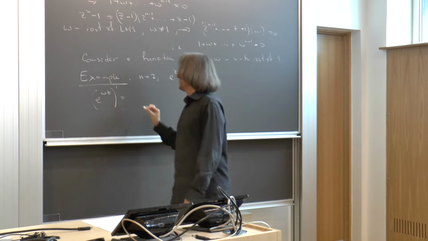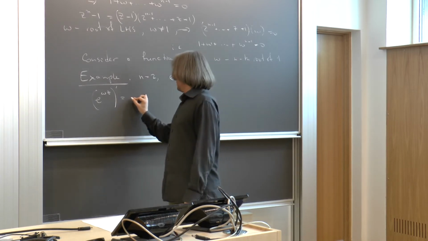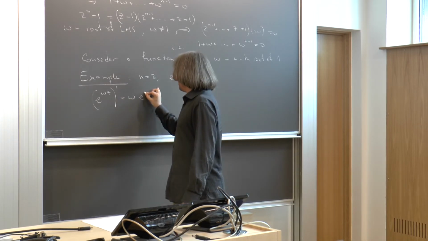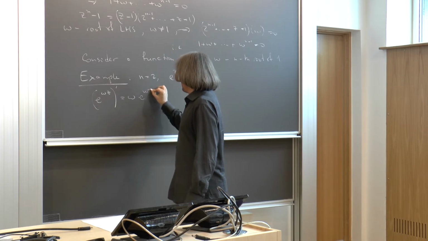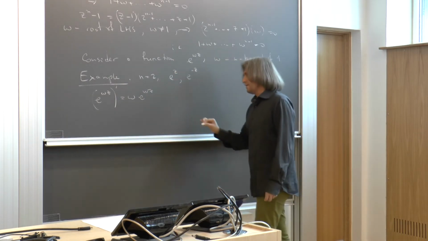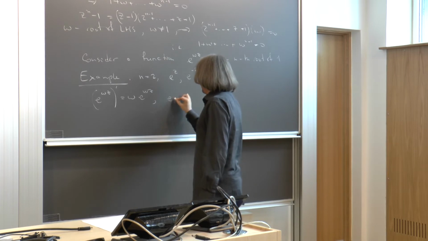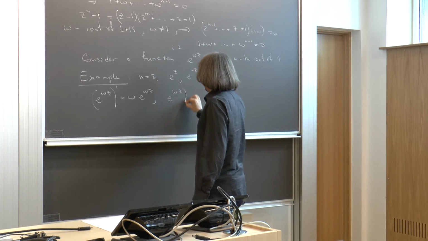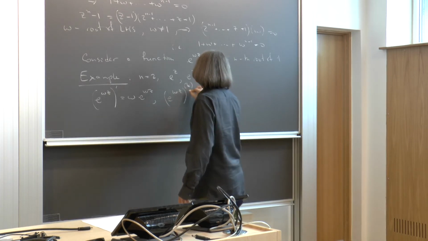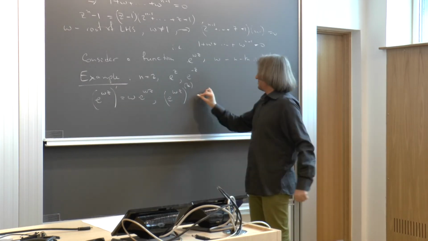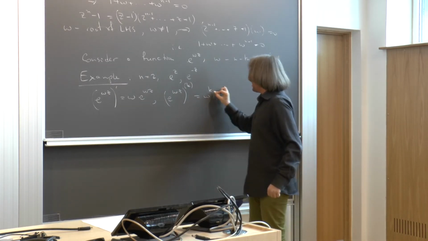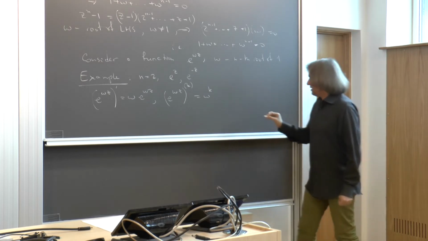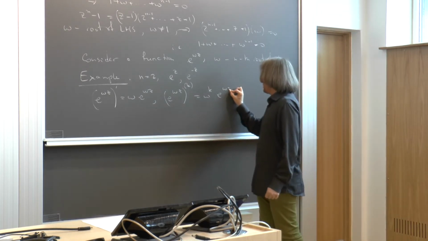This will be omega e to omega z, of course. Let's differentiate it k times. And then, of course, this will be omega to the k e to omega z.